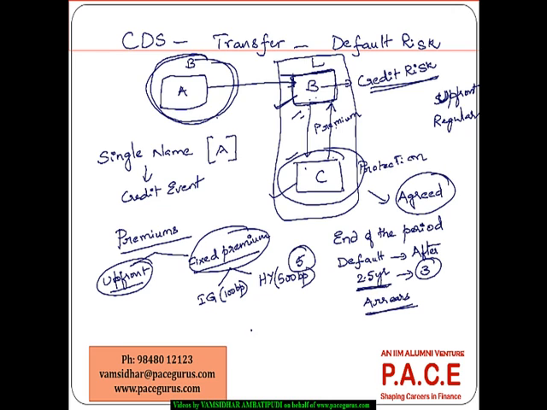And one more important point is the CDS documentation. The CDS documentation clearly specifies what the reference obligation is, meaning the loan amount, and what the reference entity is. If it is a single name, it will be clearly specified that the entity is A. It could be a corporate, sovereign, or any other entity which has issued debt, which has raised a debt.